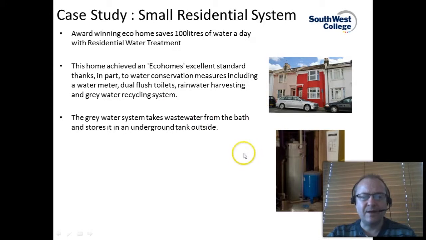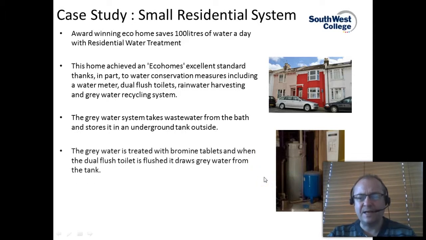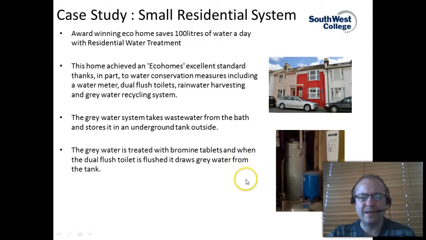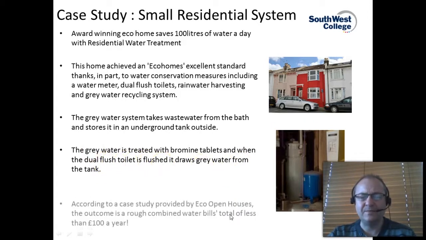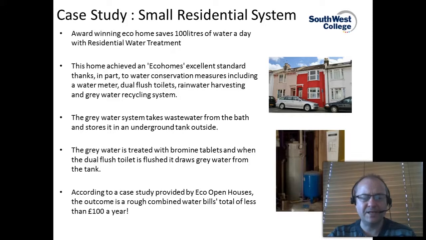In this example, the grey water system takes the wastewater from the bath, stores it in an underground tank outside, and then processes it with bromine tablets. When the dual flush toilet is flushed, it draws the grey water up from the tank and puts it in the cistern.